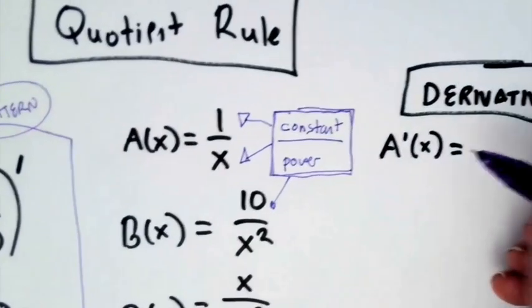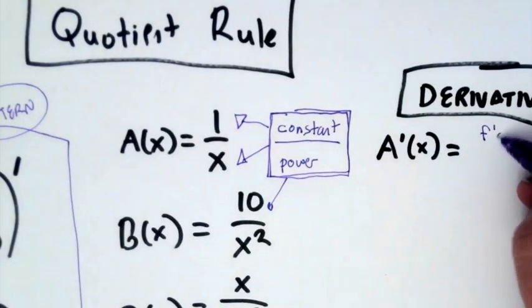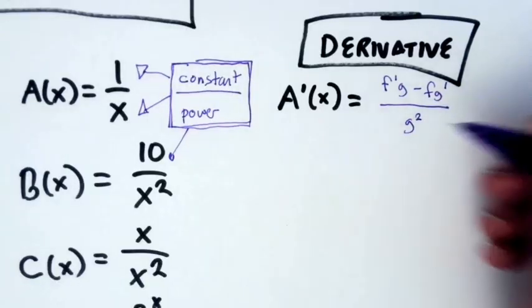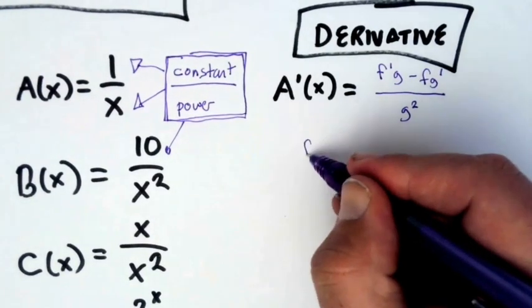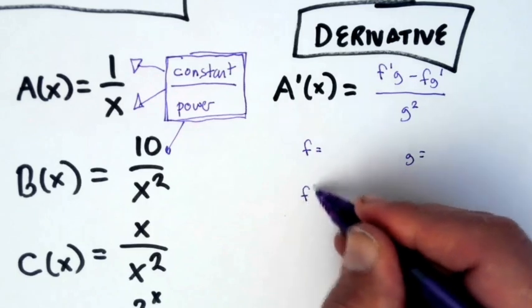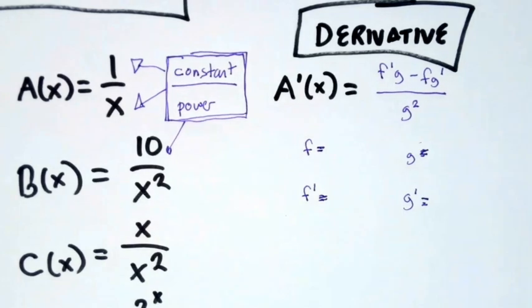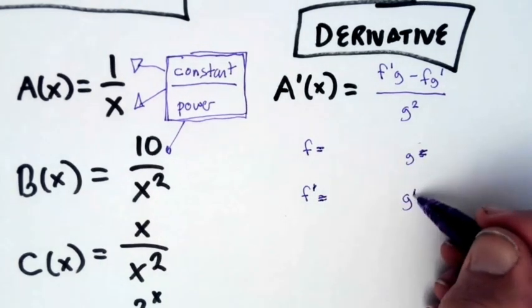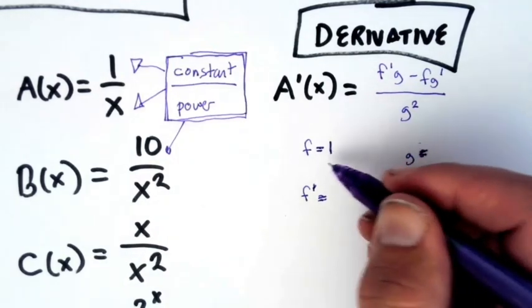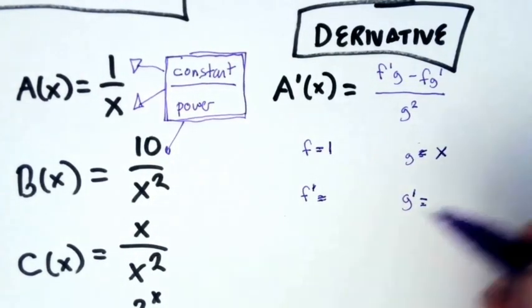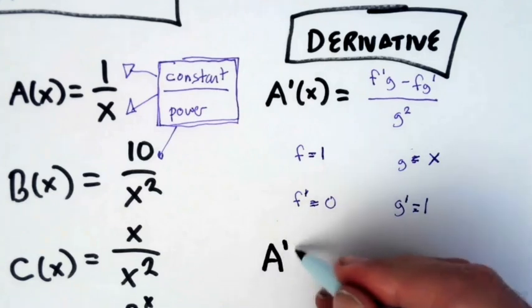So a prime of x is f prime g minus f g prime all over g squared. As long as I can identify f, g, f prime, and g prime, then I'm going to be good to go. My f is whatever my top is here, which is 1. My g is x, so what's f prime? I can replace f prime with 0.